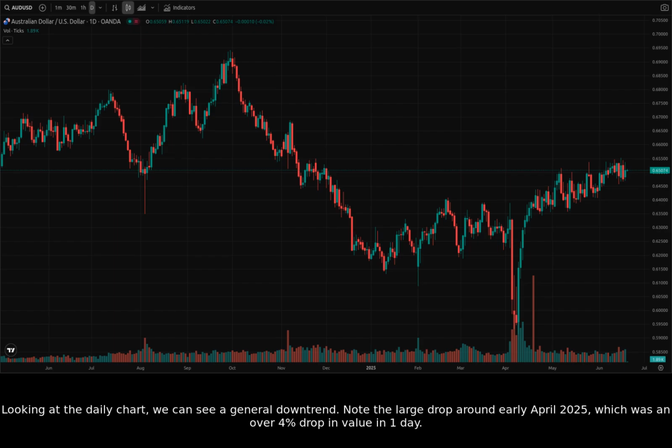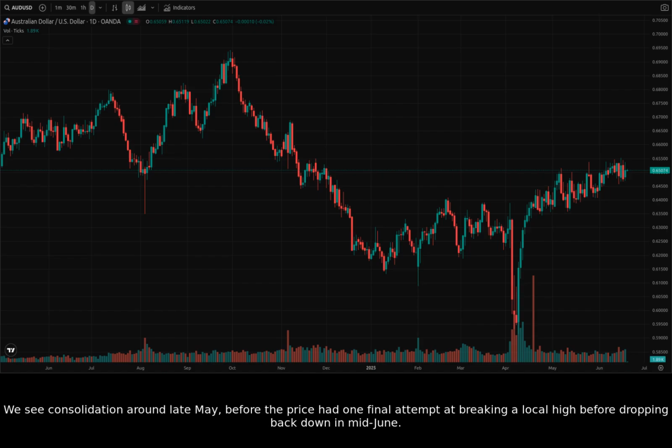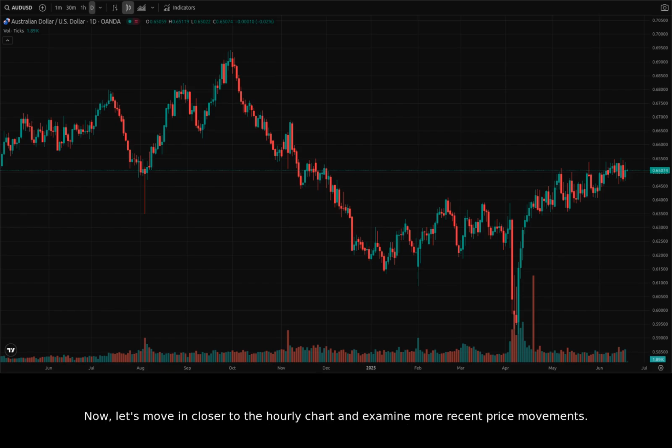Looking at the daily chart, we can see a general downtrend. Note the large drop around early April 2025, which was an over 4% drop in value in one day. We see consolidation around late May, before the price had one final attempt at breaking a local high before dropping back down in mid-June. Now, let's move in closer to the hourly chart and examine more recent price movements.